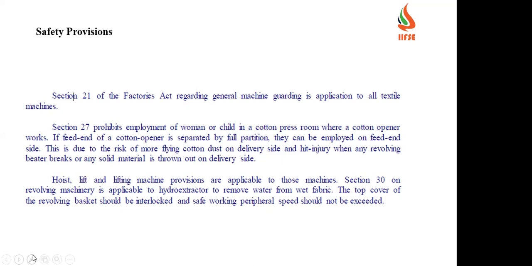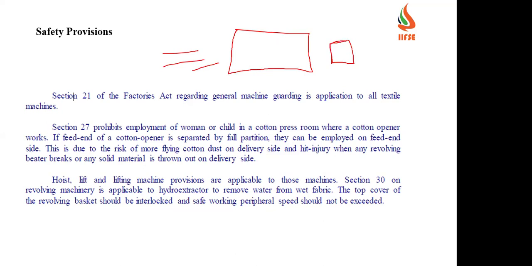In the sense, for example, this is a machine where the cotton is fed and it becomes a bundle. So here we should not allow any people, child or woman, on this side. Here there will be blades or beaters which will make the cotton very loose, and then it will become a bundle. In those cases, we should not allow women and also kids.